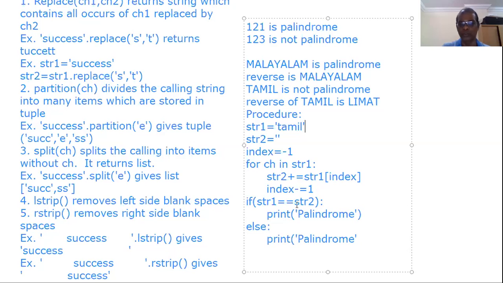Index becomes -2, then str1 of -2 means it becomes I. I will be appended to str2. Already str2 contains L, now str2 contains LI. Similarly, the third time M will be assigned, then A will be appended, then T will be appended. Now str1 contains Tamil, str2 contains LIMAT. That is the reverse string. So str1 is not equal to str2. Condition false, we will get not palindrome.